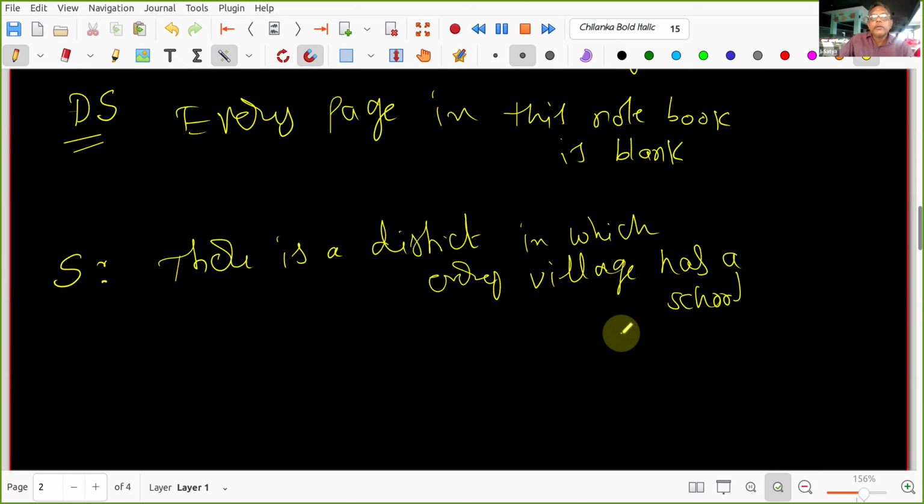Is the question clear? There is a district in which every village has a school. Hope it is very easy. Can you tick yes if the statement is clear to you? There is a district in which every village has a school. Good, nice. Only 45 responses, I need more. What are the others doing? If it's not clear, tick cross.